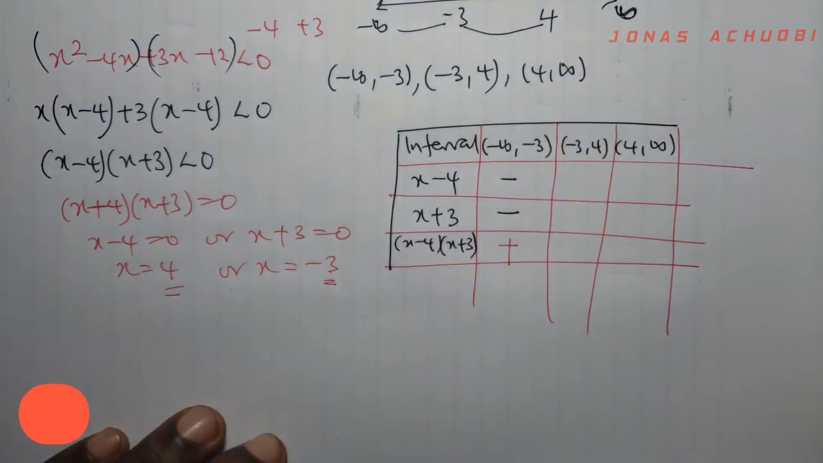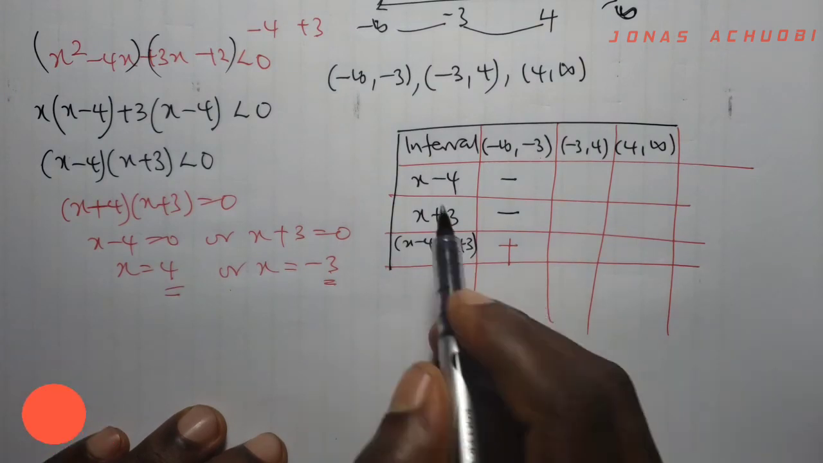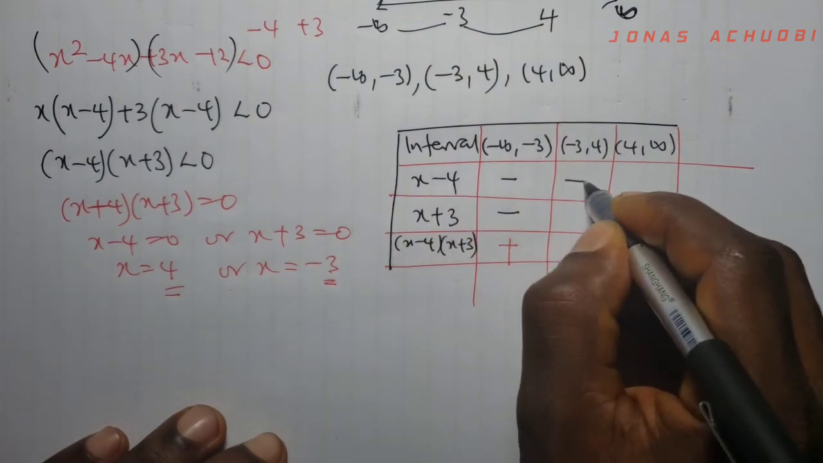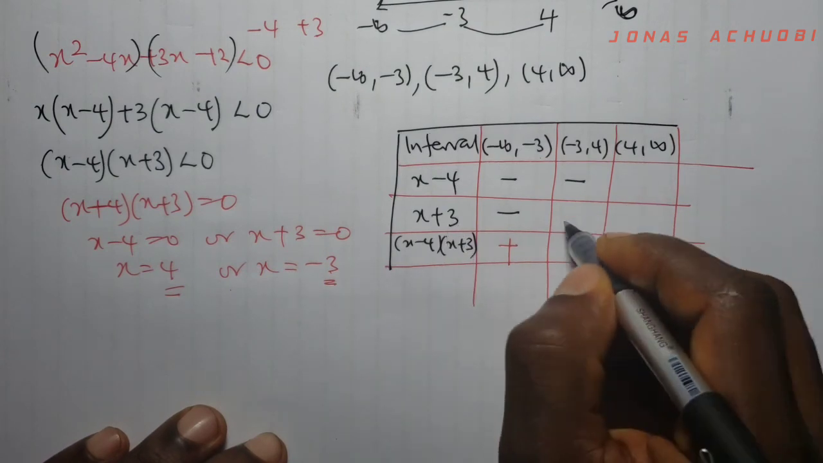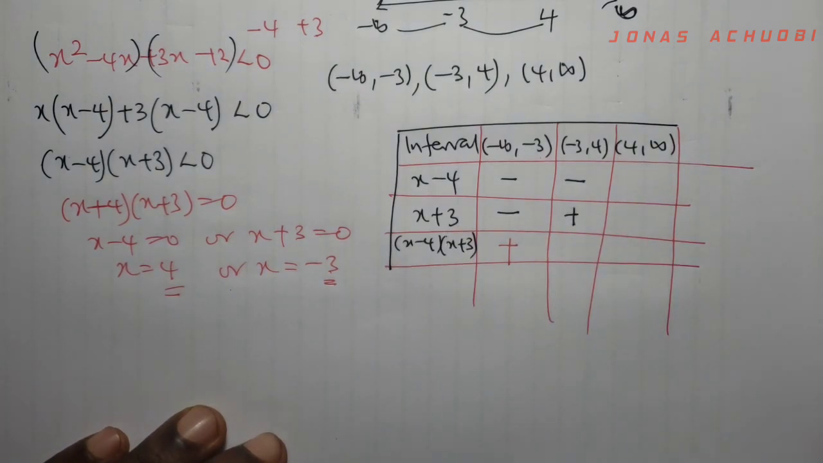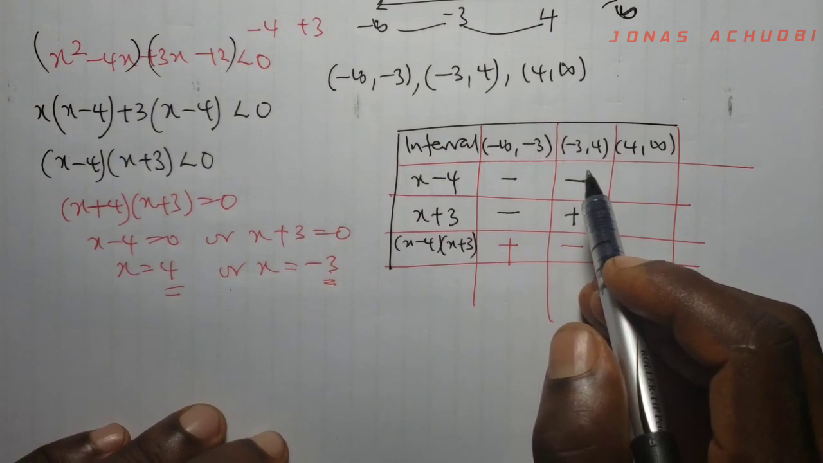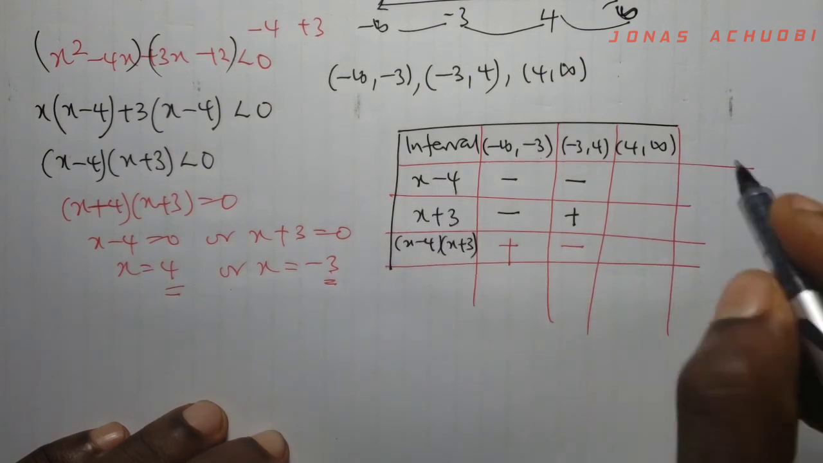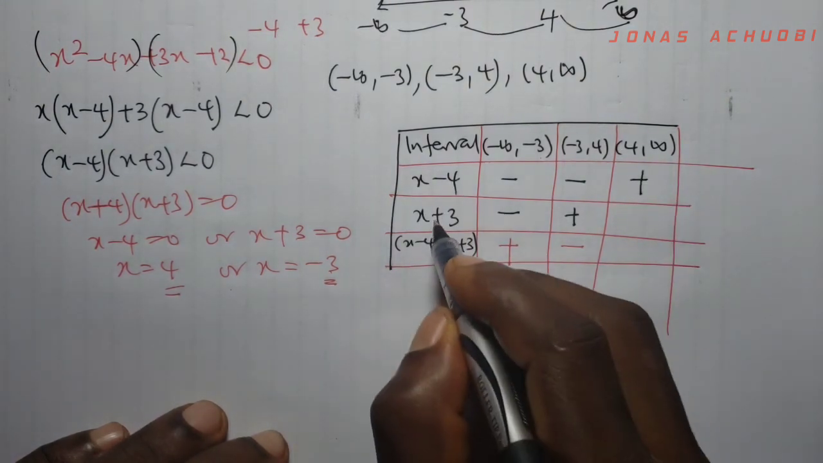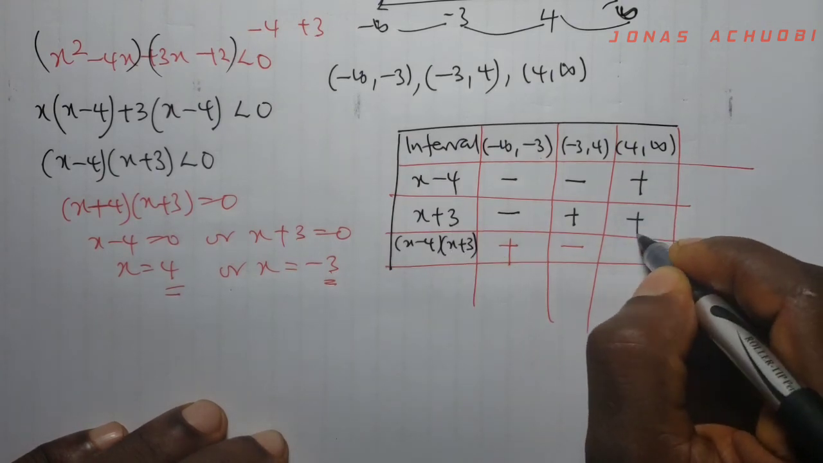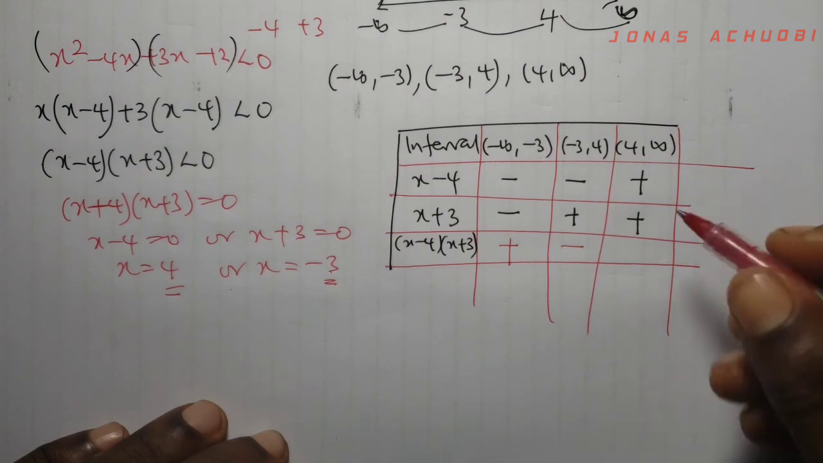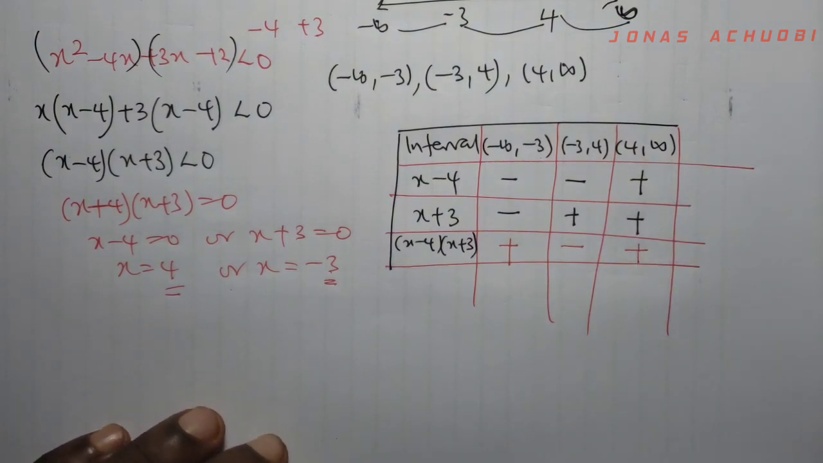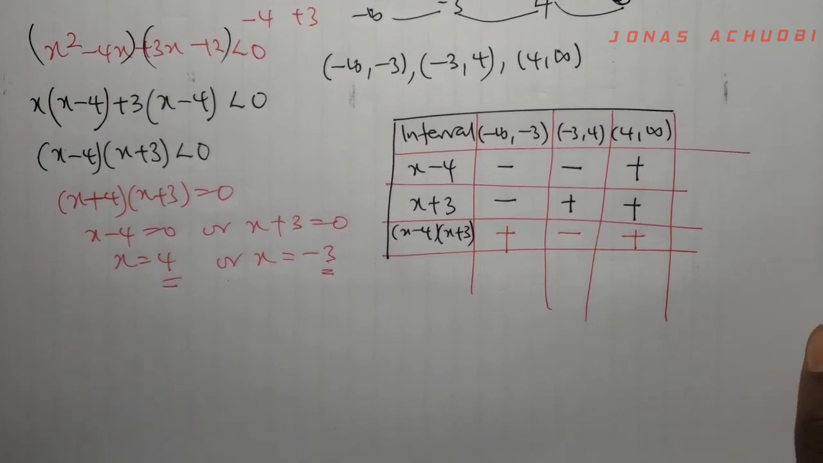Second interval, from minus 3 to 4, we pick one number. So I pick 0 for convenience, since 0 is between minus 3 and 4. So 0 minus 4 is minus 4, negative. 0 plus 3 is 3, positive. And the product of minus and plus is absolutely minus. On the third interval, the same thing is done. Between 4 and infinity, we pick one value. So I pick 5. 5 minus 4 is 1, positive. And then 5 plus 3 is 8, positive. So the product of the two signs, plus times plus, is always what? Plus. So with this, we are set to write down our solution set.